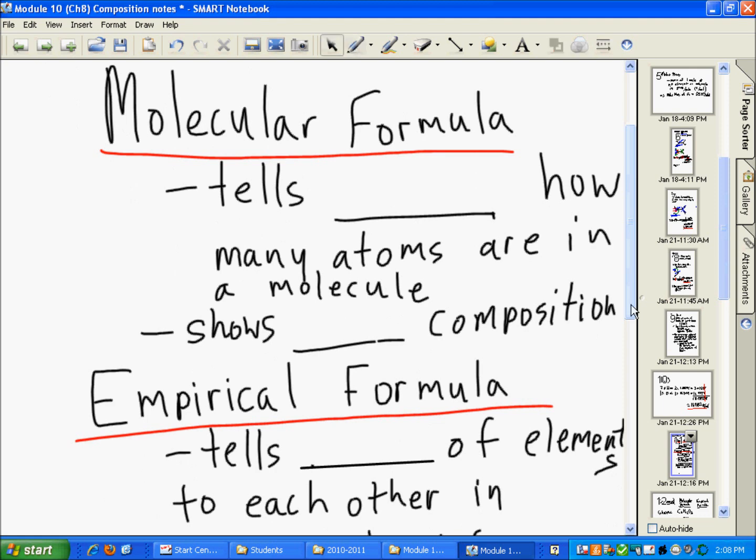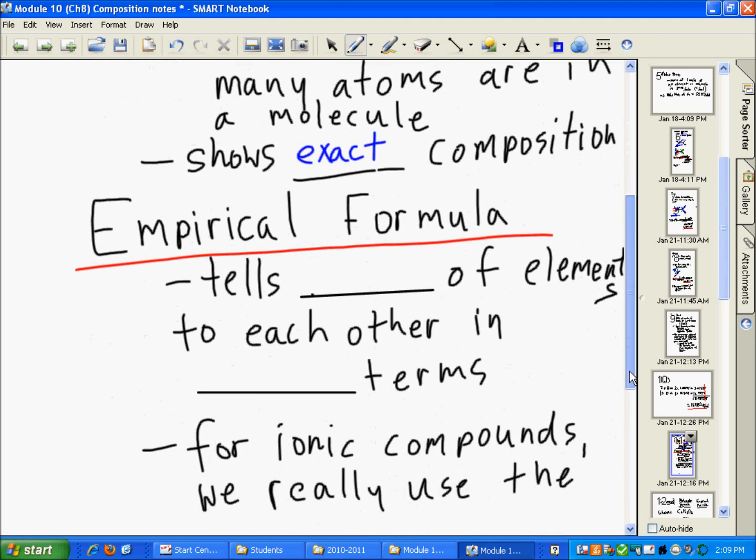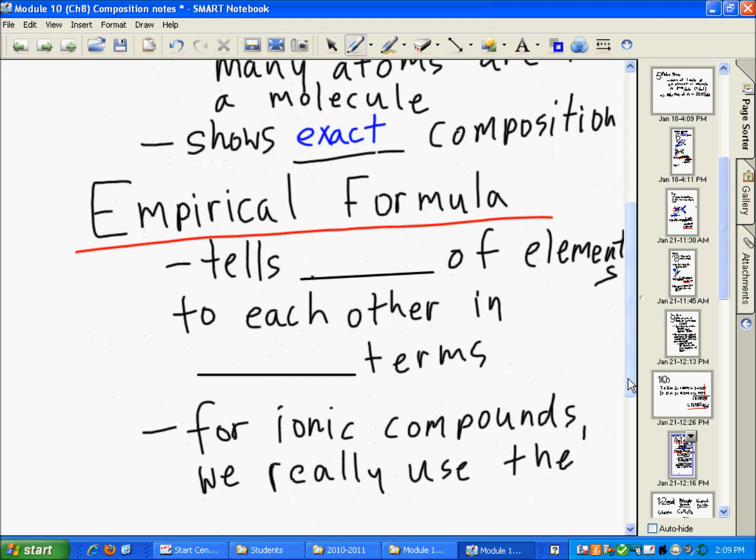The difference between them is that a molecular formula tells exactly how many atoms are in a molecule, and it shows the exact composition, whereas an empirical formula tells the ratio of elements to each other in lowest terms.